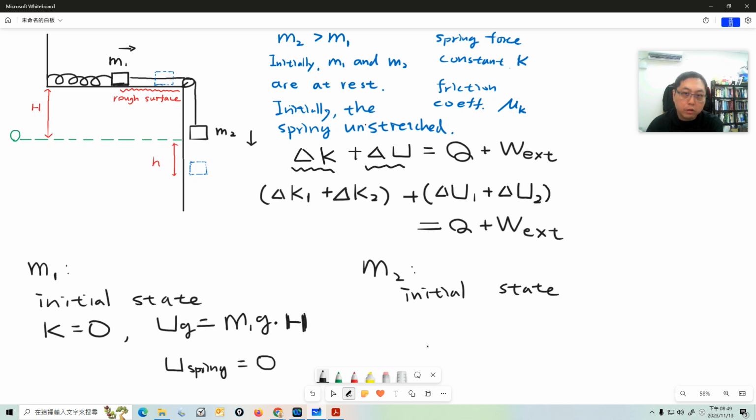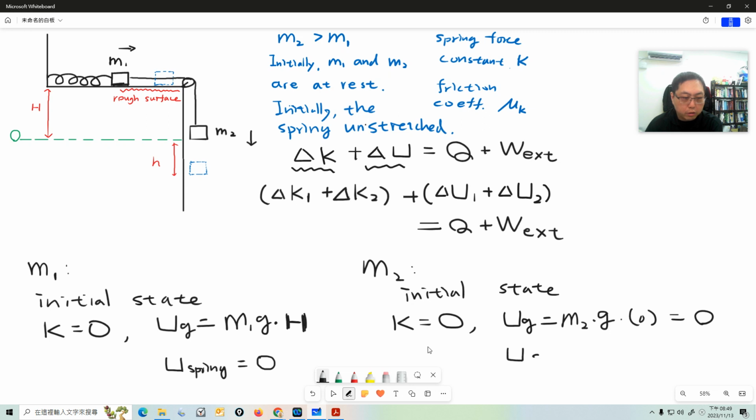Initially M2 is also at rest, so the kinetic energy is 0. And what's the gravitational potential energy of M2 at the initial state? I say the origin of the y-axis is here. So initially, the gravitational potential energy of M2 is also 0 because M2 is at the origin. So its h is equal to 0.